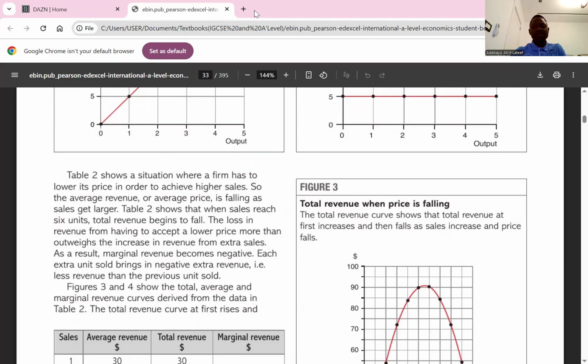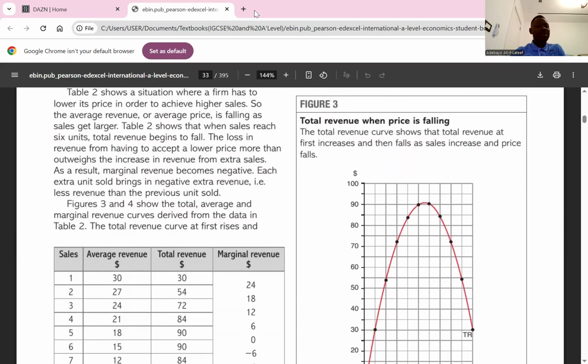So I told you earlier, because you have accepted to sell at a reduced price, you're going to have a negative marginal revenue. And why? As soon as your sales increase to an extent, total revenue will remain constant and start falling. If your total revenue is falling, your marginal revenue would fall. If your total revenue is increasing, your marginal revenue is going to increase. Do you understand? Yes. Okay.